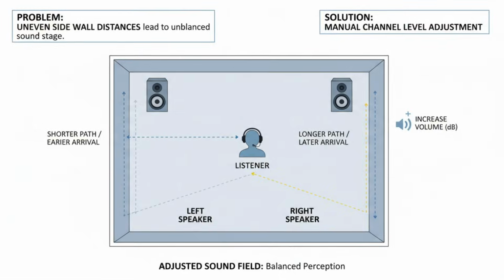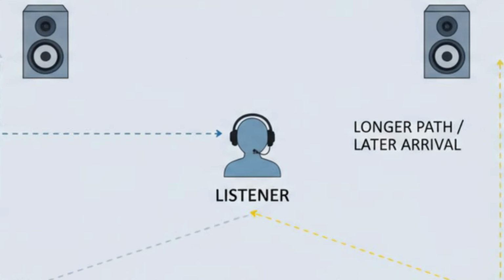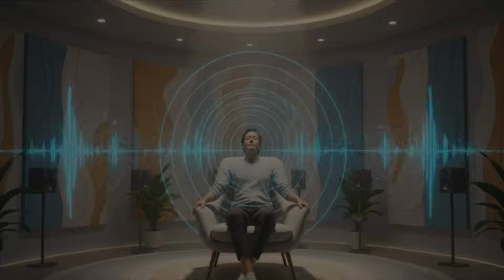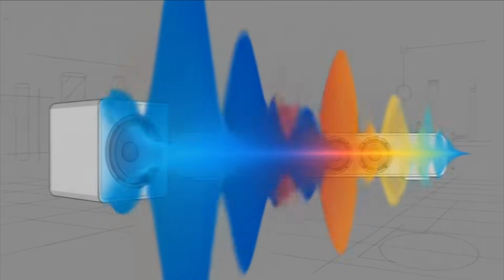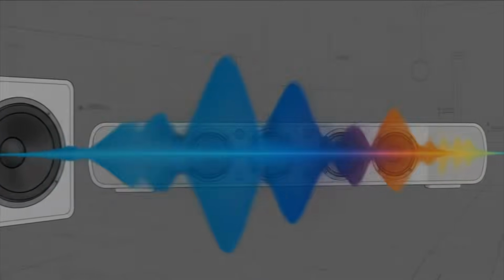Unbalanced surround. Check side wall distances. Adjust channel levels manually if one side is farther. Small imbalances are correctable. Advanced optimization. Bass management. Most soundbars cross over automatically around 80 to 120 Hz. Avoid boosting bass excessively. Balance creates realism.